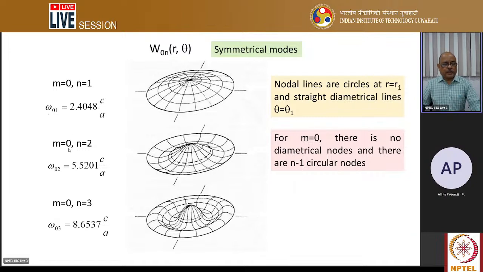Similarly, when we get the frequency for m equal to 0 and n equal to 2, for m equal to 0, no diametrical nodes. But for n equal to 2, we get 2 minus 1, that is one circular node. So one circular node you can see here. Similarly, for n equal to 3, we get two circular nodes. So one circular node you can see here and another circular node you can see here.